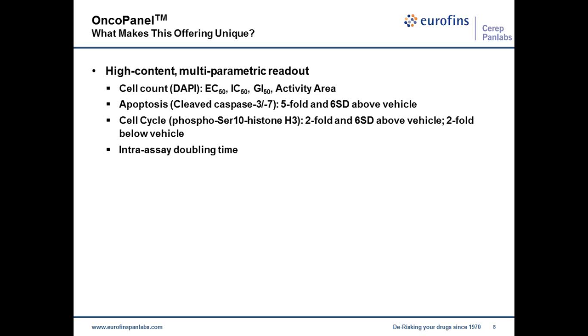We also measure apoptosis by detecting the cleaved active form of caspase-3. This represents the committed step in apoptosis. And then additionally, we report cell cycle information by detecting and quantifying the levels of phosphorylation of histone H3 on serine 10. This is a marker of the G2/M transition. Additionally, we also report doubling times for each cell line within the assay, so you can understand how growth rate may relate to overall drug response.